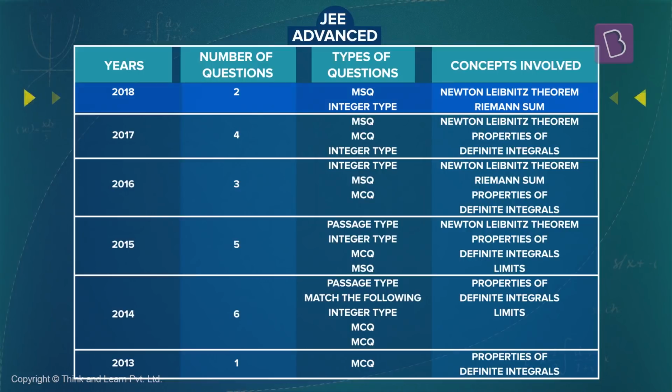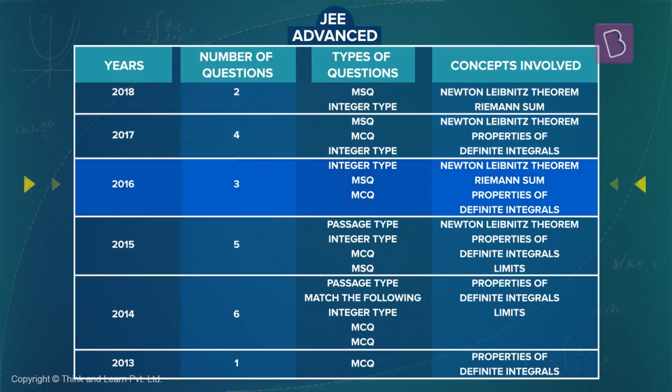Then came 2017. There were four questions. Newton-Leibniz theorem was tested multiple times: three questions from Newton-Leibniz theorem, a multiple correct answer question, a single correct answer question, and an integer type question. And based on properties of definite integrals, there was a multiple correct answer question. So four questions from definite integrals in 2017.